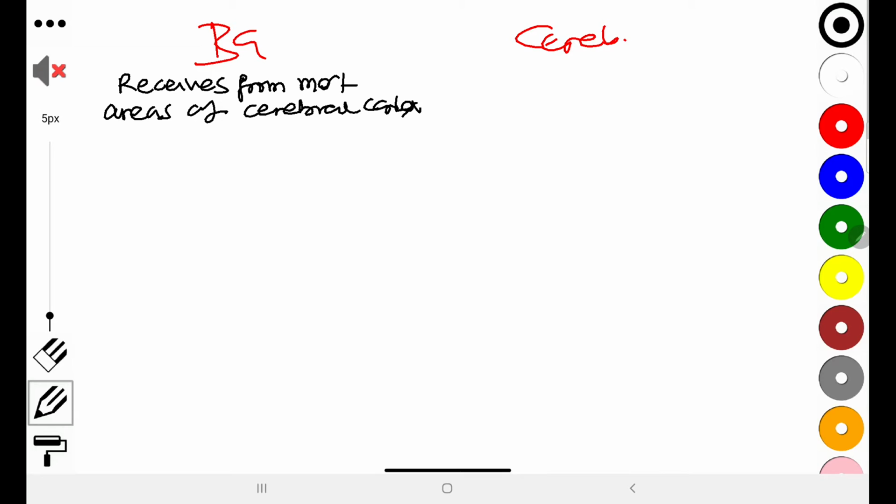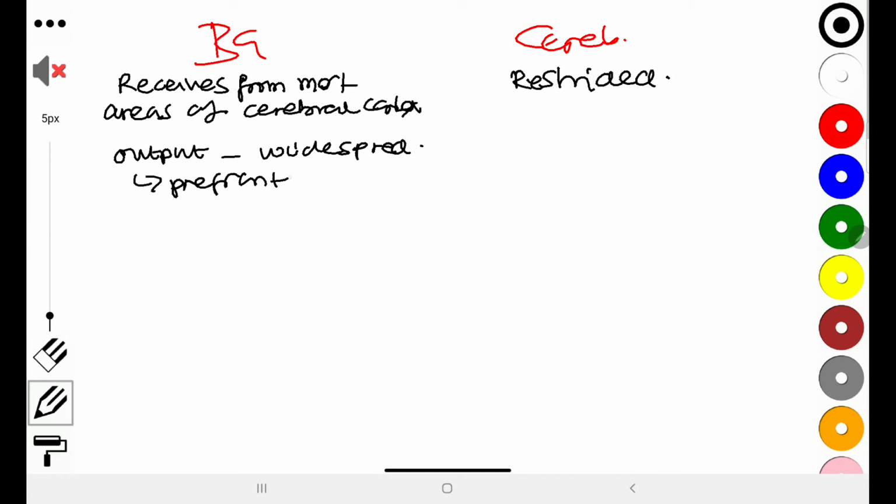Whilst the cerebellum receives from restricted parts. So this is restricted. In terms of output, we see that in the basal ganglia it's widespread. It actually reaches the prefrontal as well as premotor, whilst in the cerebellum the influence is only on the premotor and the motor cortex.